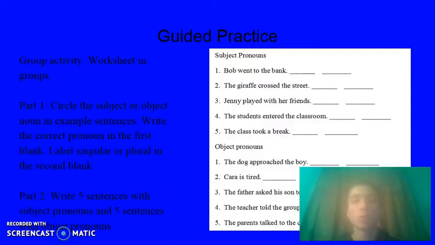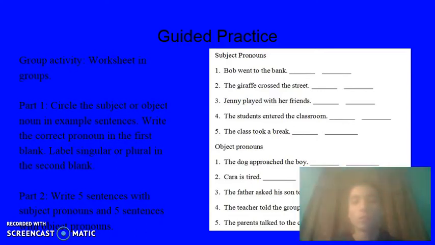So the first worksheet can be done in groups, and students must circle the subject or object pronoun in each sentence, and they must first write their correct pronoun in the first blank, and they must write singular or plural in the second blank. So for the first sentence under subject pronoun, in the sentence Bob went to the bank, the word Bob can be circled, and then students can write he in the first blank to replace Bob, and singular. So the sentence would now say, he went to the bank.